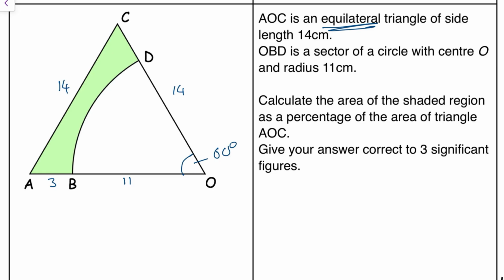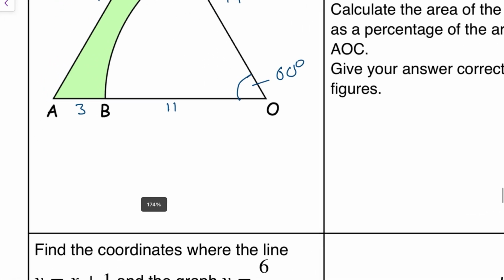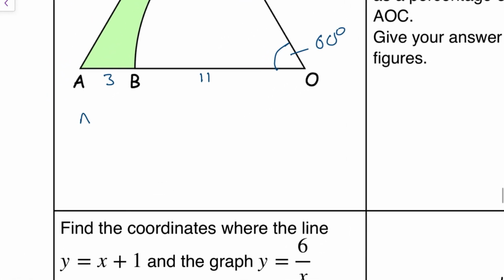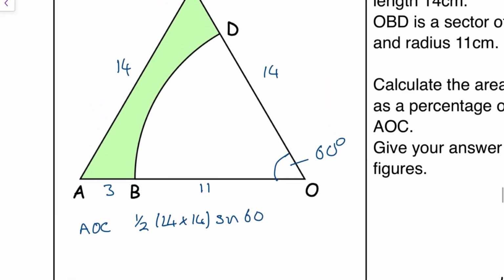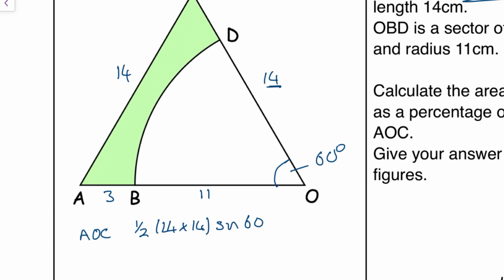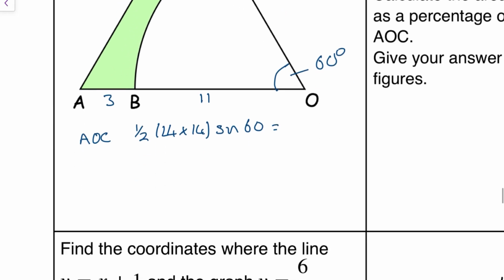Okay, so my approach here, this is a classic sort of problem question, is I'm going to start by doing the whole triangle. So the whole triangle AOC is a triangle where I'm going to use a half times the sides multiplied together, so 14 times 14, and then times that by the sine of the angle in between, which is 60. So in other words, I've used the 14 that's here to work out the area of the triangle. And I'm going to use my calculator because I need a percentage. So I'm going to get a calculator out, and that gives me, well, my calculator says 49 root 3. I tell you what, I'm actually going to even leave that. So I'm going to leave that as 49 root 3.